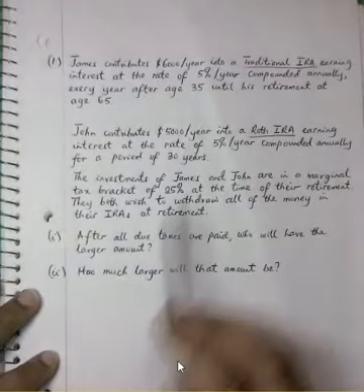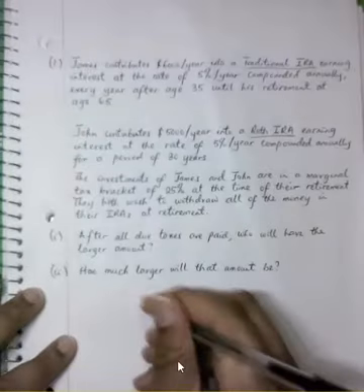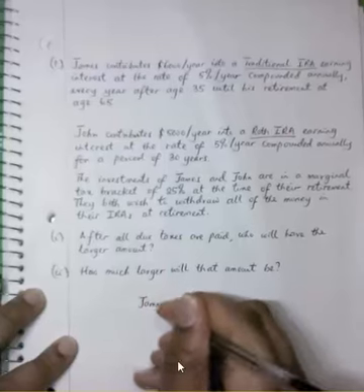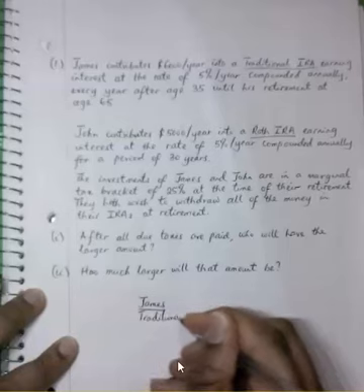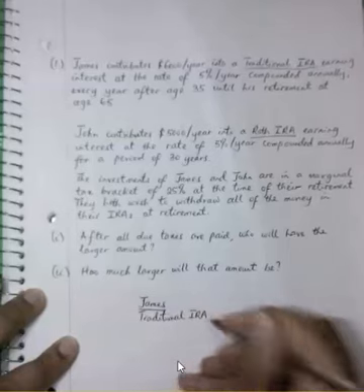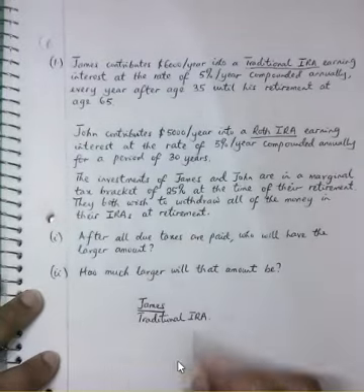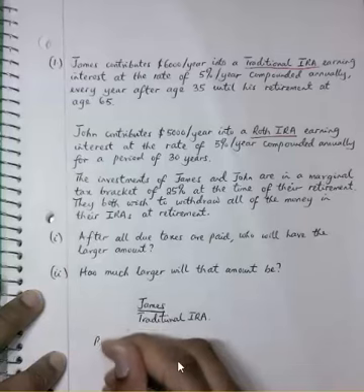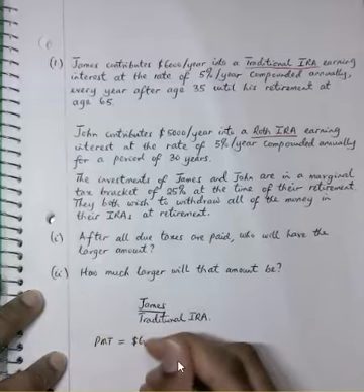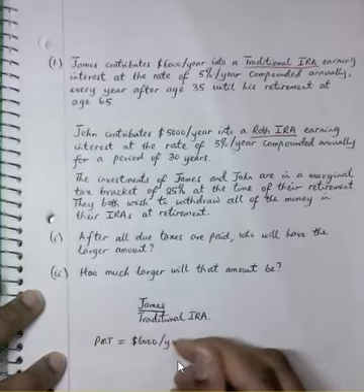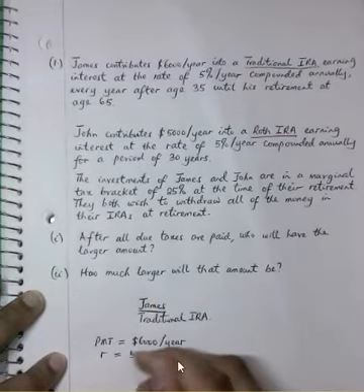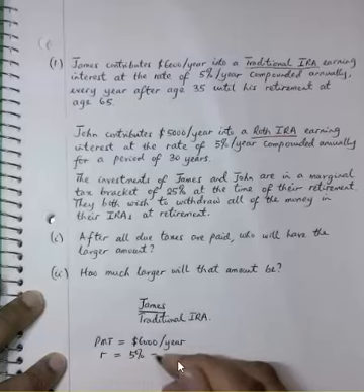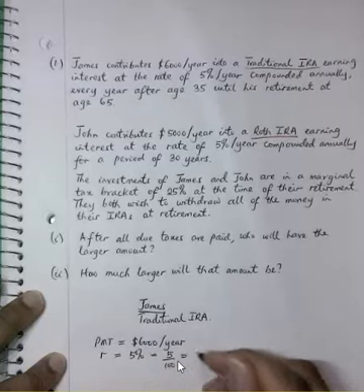So now let's look at James. Let's start with James. James has a traditional IRA. So that means that when he retires, he will pay the tax. Now here, the payment he contributes is $6,000 per year. Okay, and the interest rate is 5% per year, which is 5 over 100, which is 0.05.